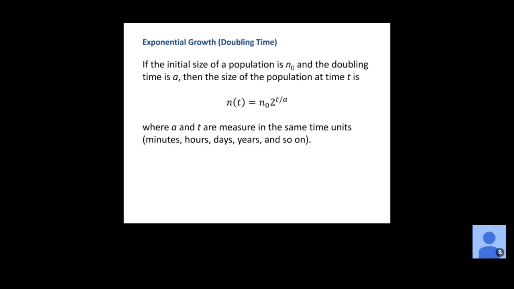All right, so exponential growth, we're specifically going to focus on doubling time first. So if we have the initial size of a population is n sub 0, so that's our initial population, and the doubling time is a, then the size of the population at some time t is going to be modeled by this equation. So we take n of t, which is the total population now, is equal to n sub 0, the initial population, times 2 to the t over a, where again, t is the amount of time that is elapsed, and a is the amount of doubling time, or time it takes to double.